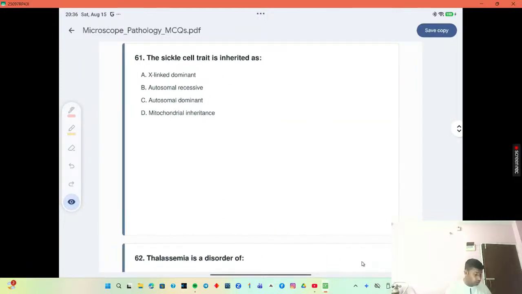So here the next question is, the sickle cell trait is inherited as. What is the main cause of sickle cell? Can anyone answer this question? The main cause of sickle cell is autosomal recessive. Okay, so the sickle cell trait is inherited by autosomal recessive. We have to remember it. These are very helpful questions for your upcoming examination.